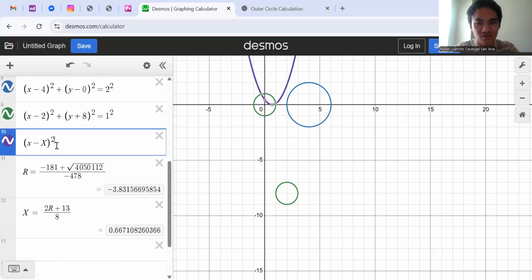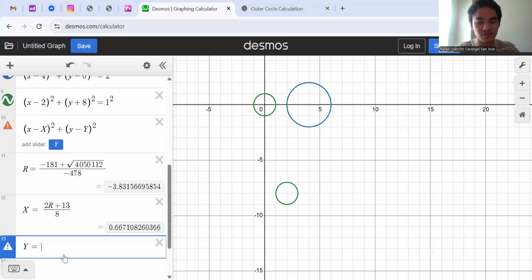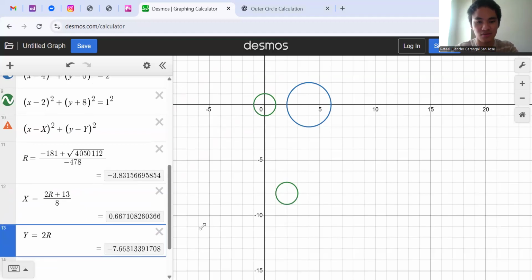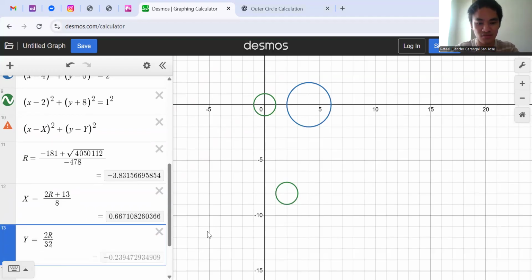Oh, so I have this number then. Oh, there we go. And I add Y. And I'm just gonna add this big Y. Yeah, now I'm gonna add a Y value here. And I think, yeah, now this is 2R plus or minus actually. And then this is equal to my radius.